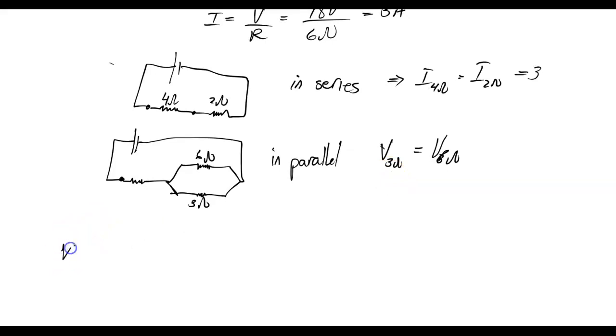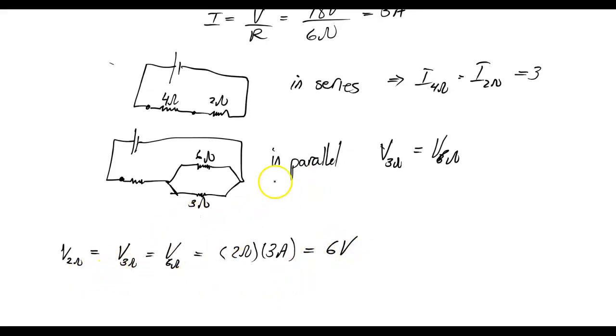So the voltage across the 2 ohm is going to equal the same as the voltage across the 3 ohm, which is the same as the voltage across the 6 ohm resistance, and that's going to be the 2 ohm resistor times the current of 3 amps, which is 6 volts.